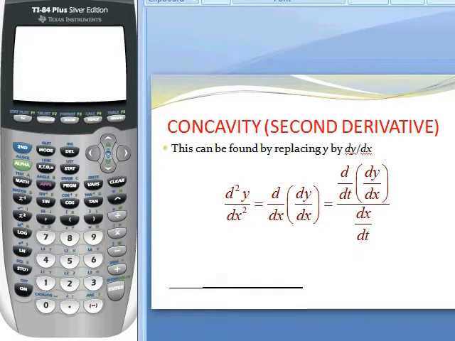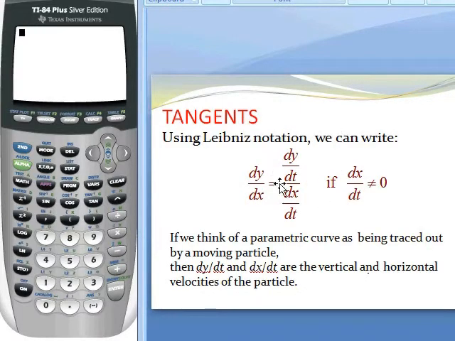The same way, if I'm looking at the second derivative, this is the first derivative, dy/dx. You can do the same exact thing: d/dt over dx/dt, where the numerator is dy/dx. So you can do the same kind of thing for concavity. I'm going to keep this in mind: what I need to do is take the derivative of y with respect to t and the derivative of x with respect to t and divide them.